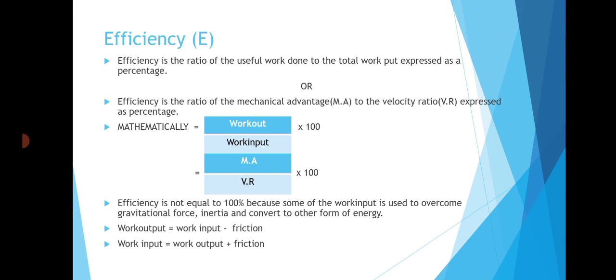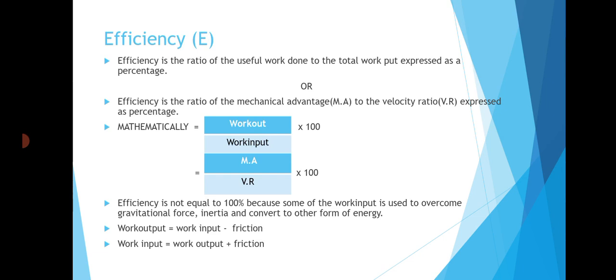Efficiency. Probably you go to buy a machine, and for the first, let's say, some months that you start using the machine, you see the machine works well. The rate is increasing everything. It will get to a time it starts to reduce from how it used to work at first. Why? It is called efficiency. So what is efficiency? Efficiency is the ratio of the useful work done to the total work put in, expressed as a percentage.